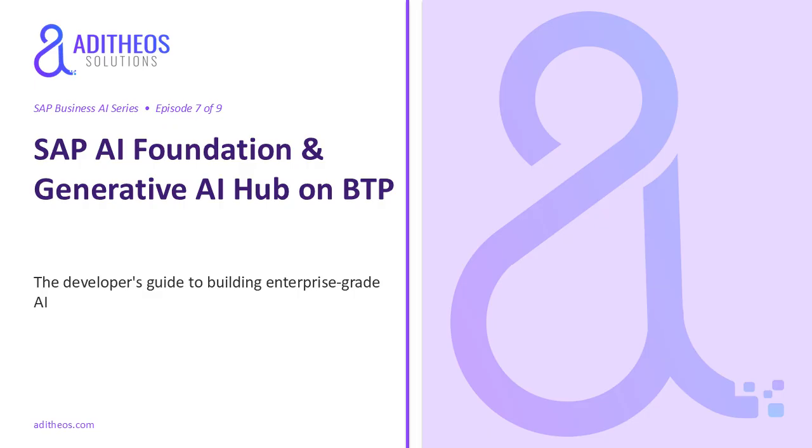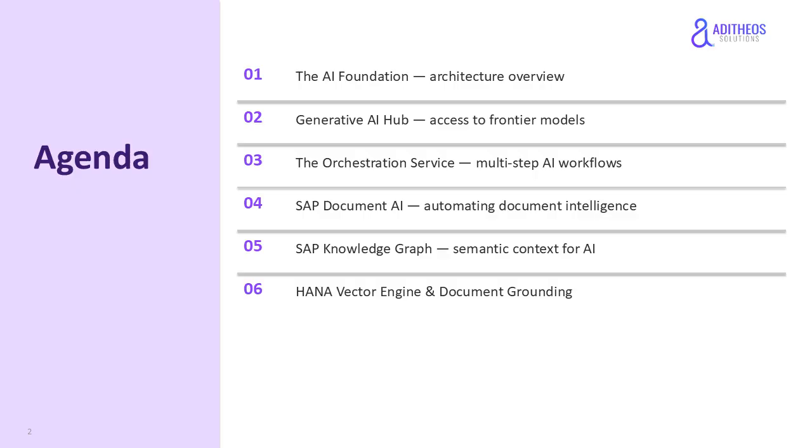This episode covers the full technical stack. 6 areas: the AI Foundation architecture, 4 layers that form the operating system for SAP Business AI. The Generative AI Hub, enterprise access to frontier models. The Orchestration Service, how multi-step AI workflows execute as a single API call. SAP Document AI for document intelligence. The SAP Knowledge Graph for semantic context. And HANA Vector Engine plus document grounding for retrieval.